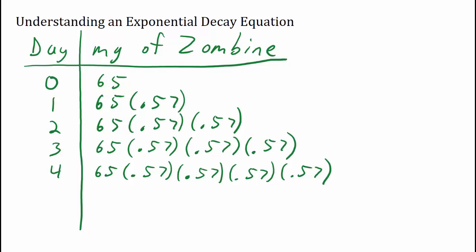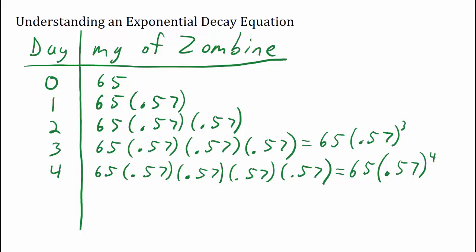Fortunately, there's a better way to write expressions like these. We can use exponents to represent repeated multiplication. So on day 4, that equals 65 times 0.57 to the 4th power. And on day 3, 65 times 0.57 to the 3rd power. And on day 2, 65 times 0.57 to the 2nd power. It even works on day 0, because 65 equals 65 times 0.57 to the 0 power, since anything to the 0 power equals 1.